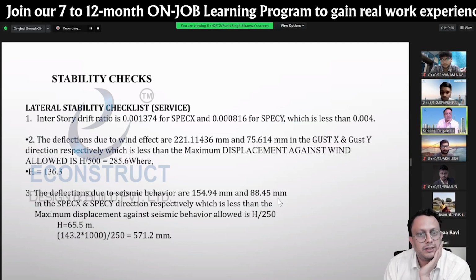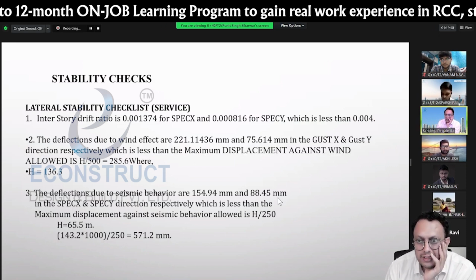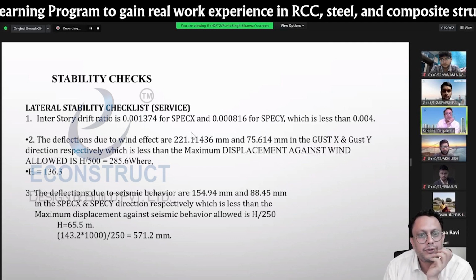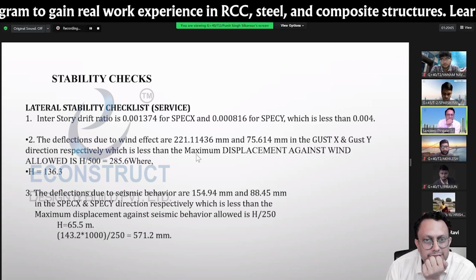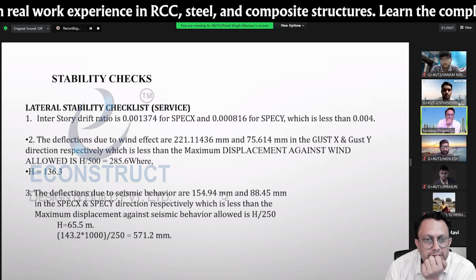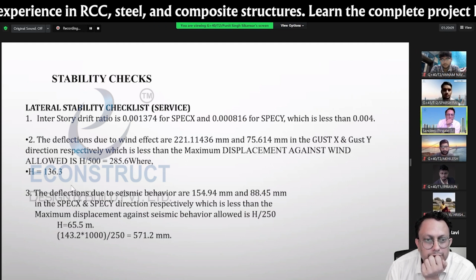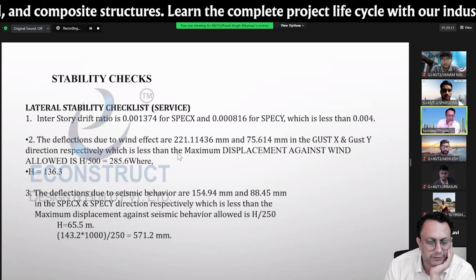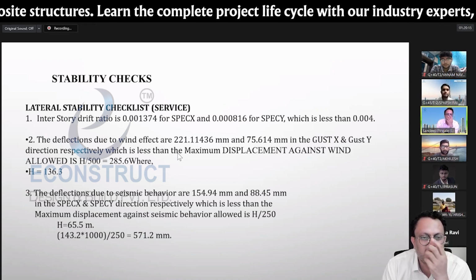Okay. Overall, Sparsh, your confidence is good. But certain presentation slides are required to be worked on a little bit more. There are some basic mistakes in the structural framing plan also.